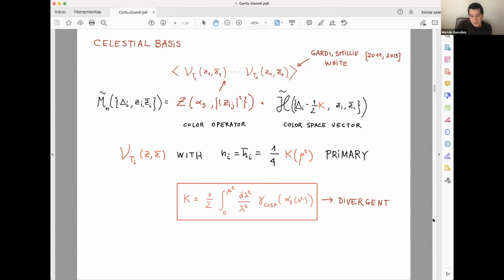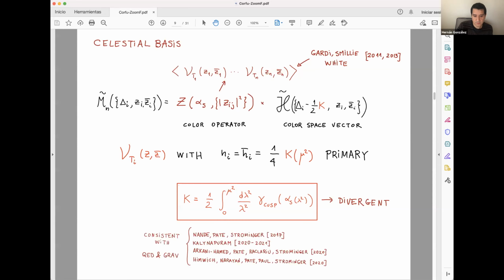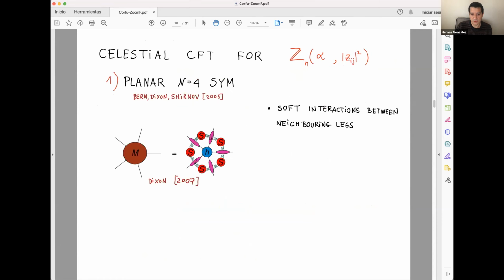Okay, but still you can try to see if this vertex operator gives you a way to define a celestial CFT for this conformally soft sector. So these results, of course, are consistent with QED and gravity. And then here I am just citing all the relevant references.